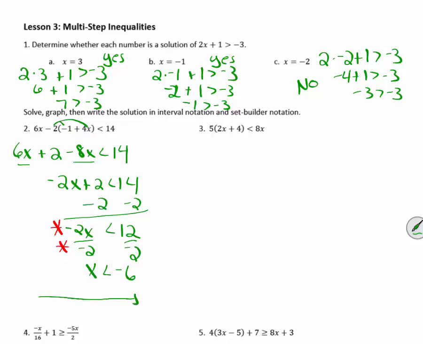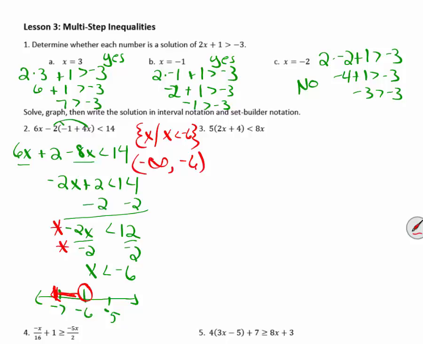I'm going to do my number line right here. So we need negative 7, negative 6, negative 5. We're going to do an open circle, because it doesn't say or equal to. We're going to go to the left. So in set builder notation, we're going to have all x such that x is less than negative 6. In interval notation, we're going from negative infinity to negative 6, and they get the soft brackets.